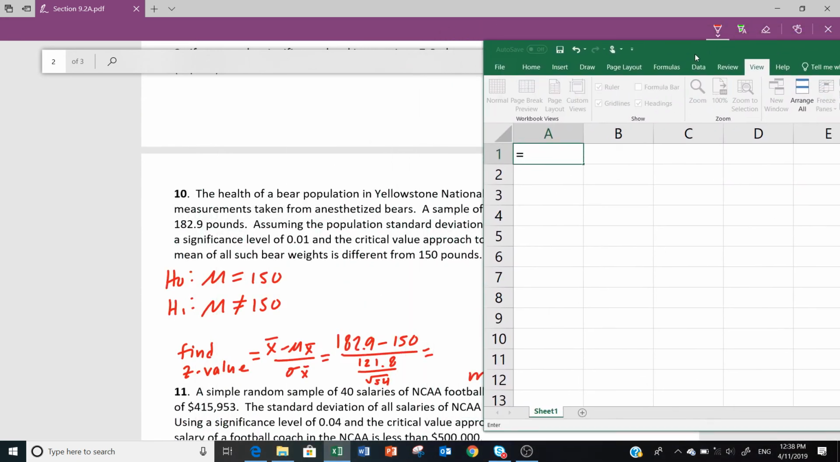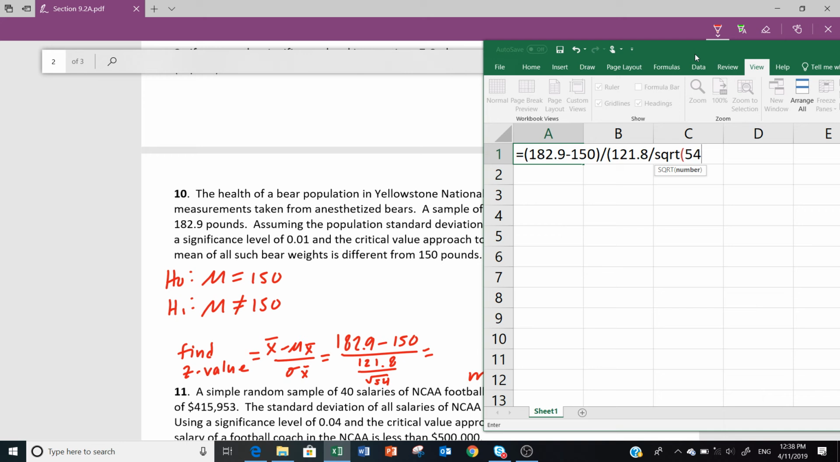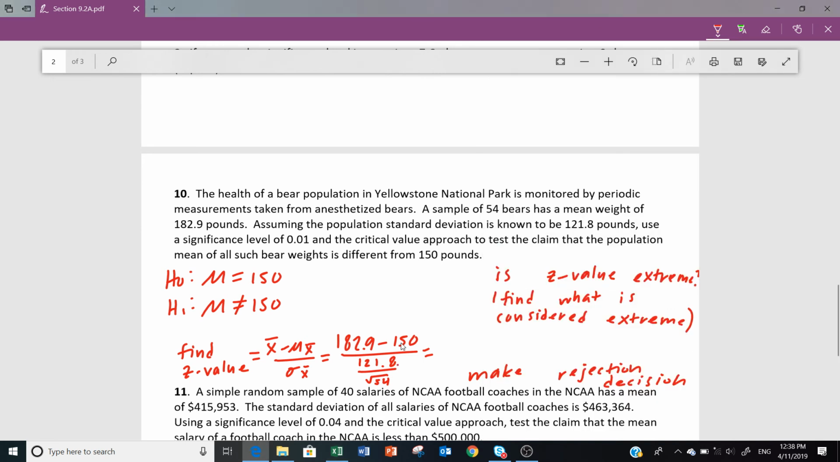So you're going to hit equals, 182.9 minus 150 divided by parenthesis 121.8 divided by SQRT of 54 parenthesis. Again, what was the advantage of writing it in like this? Do I have to find the standard deviation separately before typing it into Excel? No, you can just immediately type everything in like this. After you do that, you get 1.98. So the Z value was 1.98.